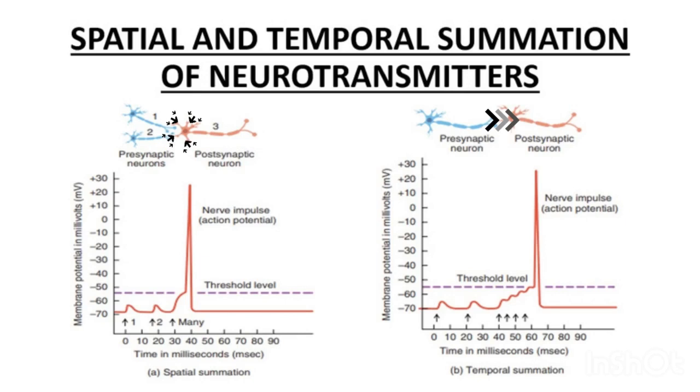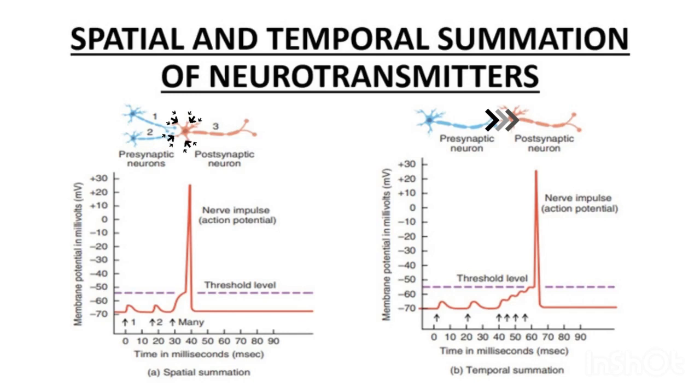First, you have your spatial summation. So this refers to the summation of the postsynaptic potentials in which the stimuli occur at different locations of a postsynaptic cell at the same time. For example, the buildup of neurotransmitter released simultaneously by several presynaptic end bulbs.